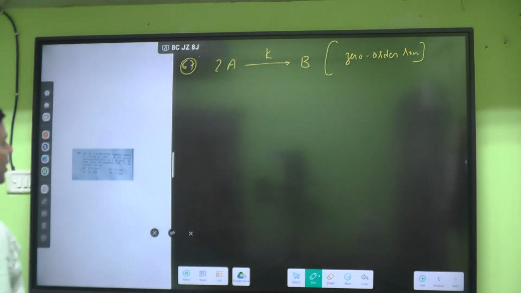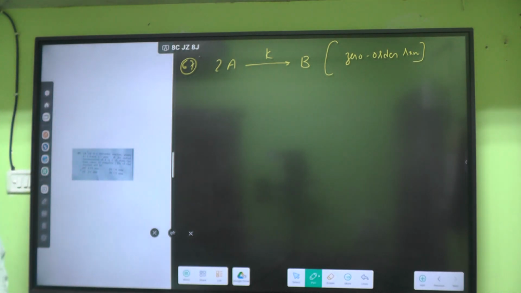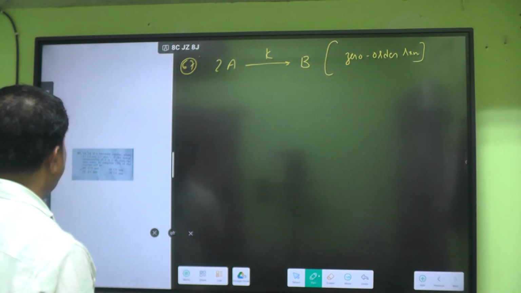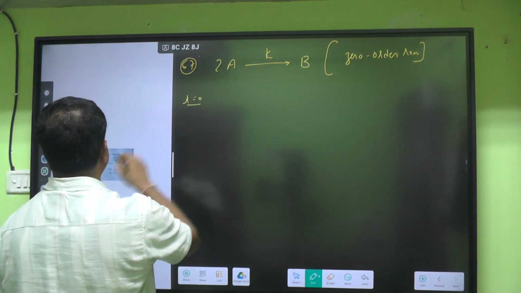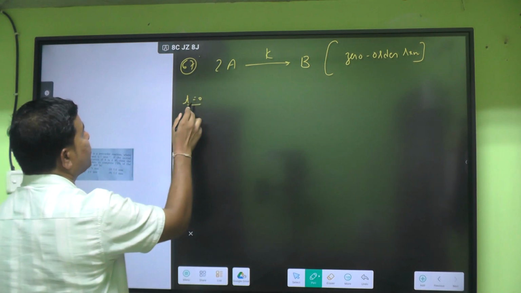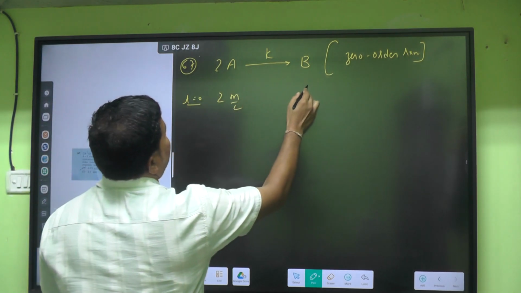Okay. Now the K value is given here. If the initial concentration of A is 2 mole per liter, then find the time taken for 75% of the reaction to be complete. So now at T equals 0, the initial concentration is 2 mole per liter.